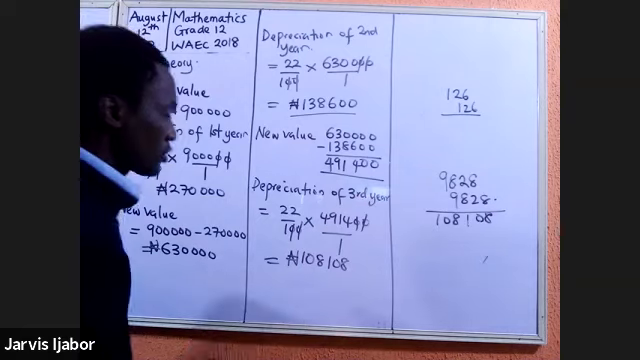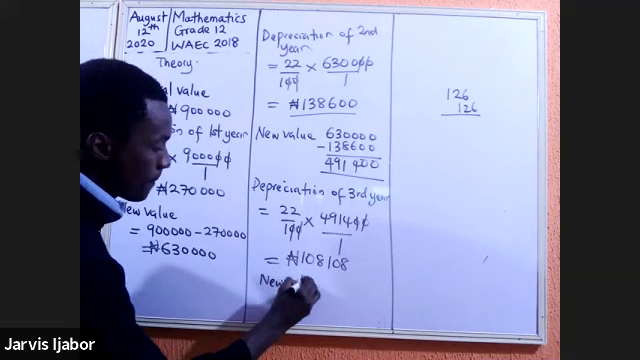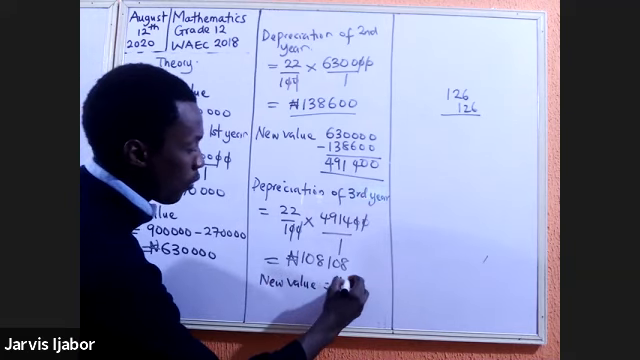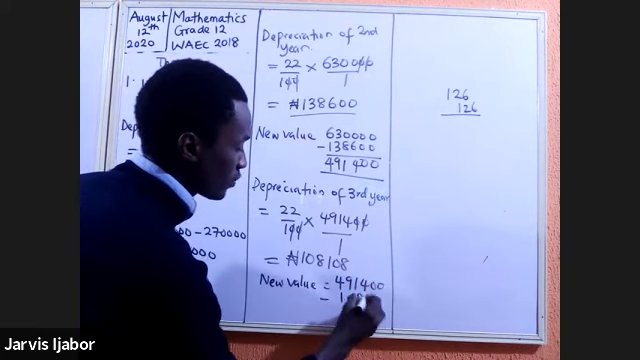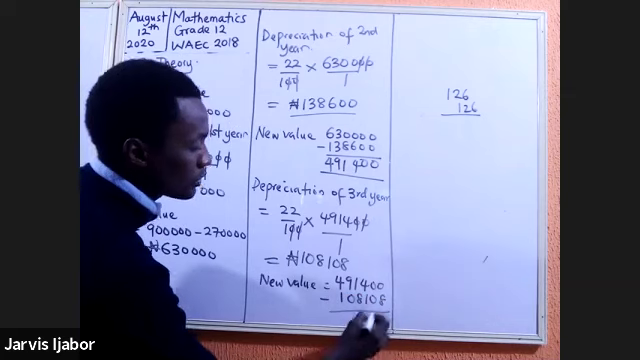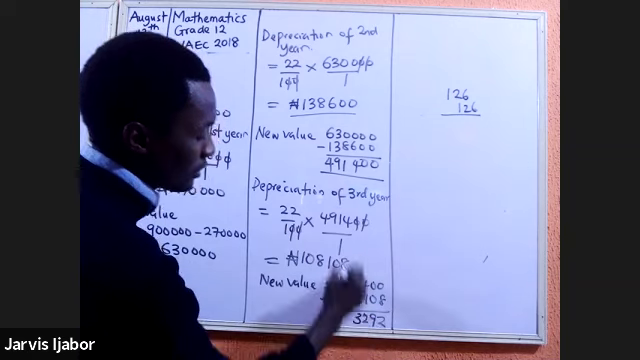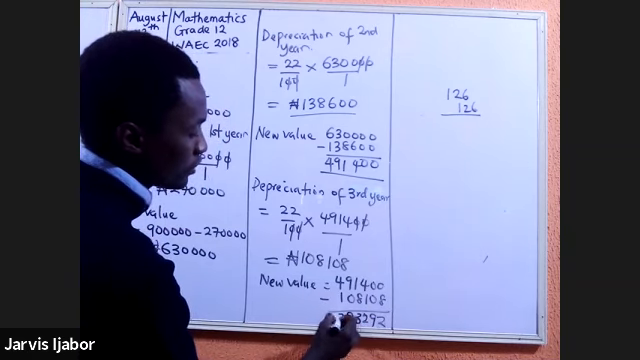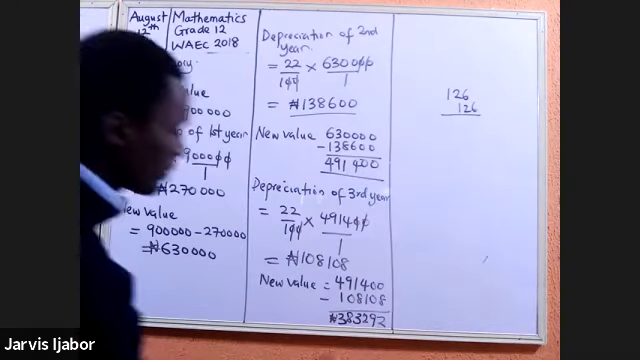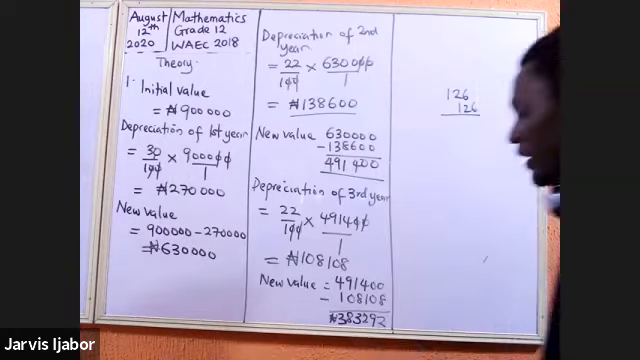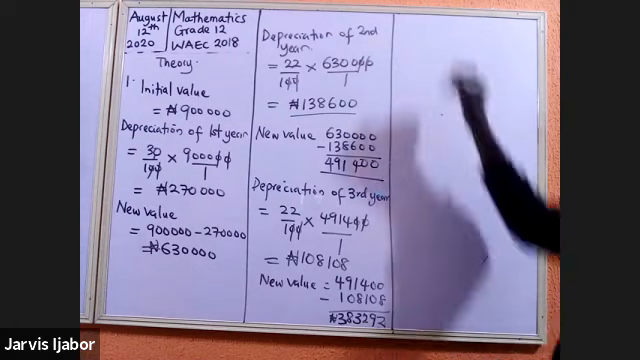I got that. So new value is equal to 491,400 minus 108,108. What does that give you? 292. This will give me 3, this will give me 8, and this will give me 2. So that will be 200, and then, is that 2 or 3? That will give me 3, sorry about that. So my new value will be 383,292.